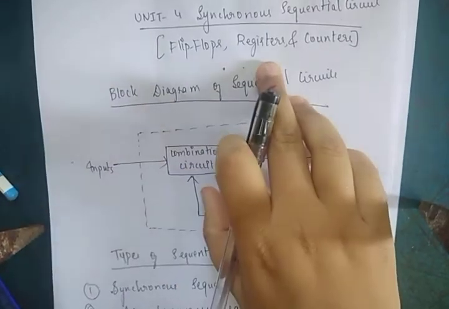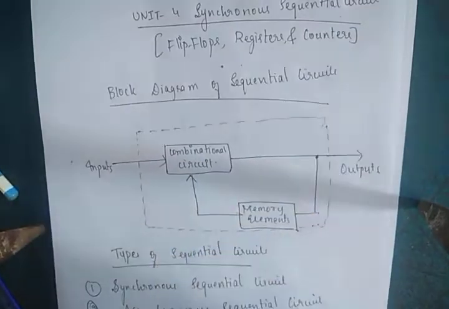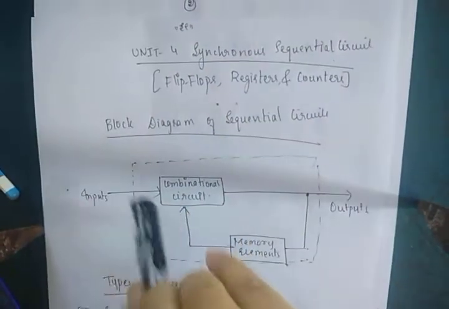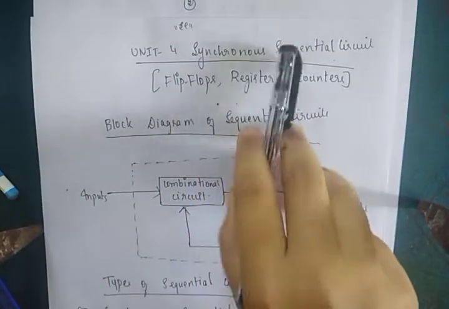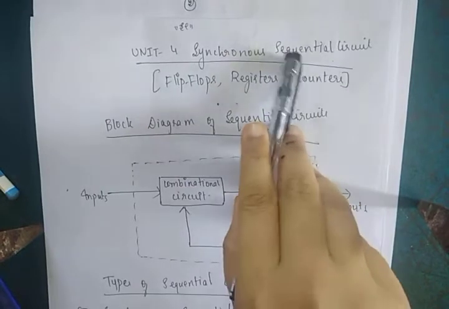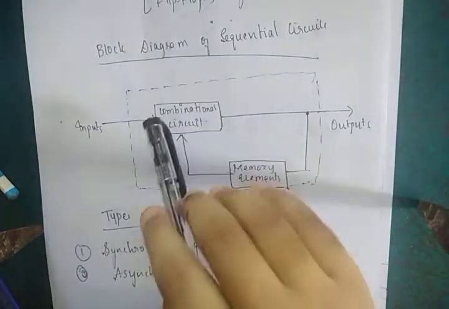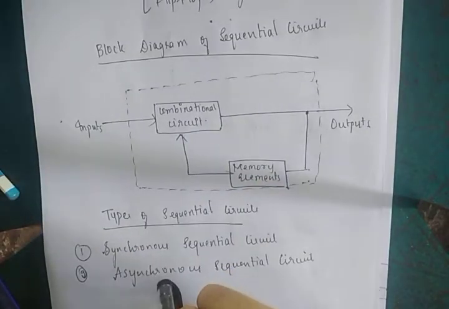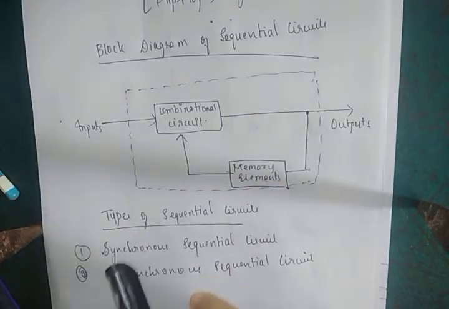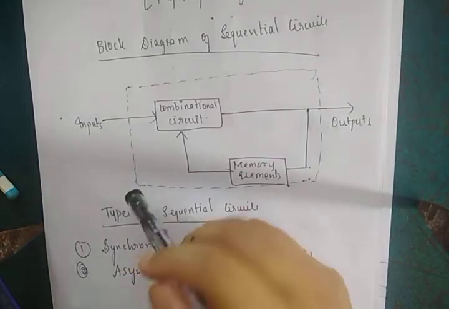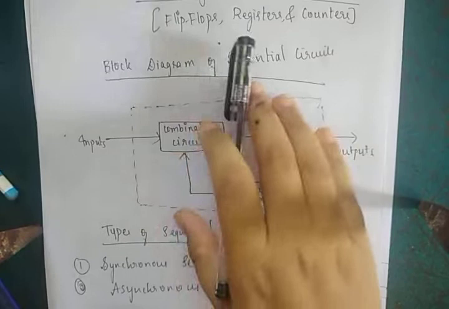Before going to flip-flops, there are some things which we need to study. First here, as you can see the heading, we have synchronous sequential circuit. What is the meaning of synchronous sequential circuit? Sequential circuit has basically two types: one is synchronous, second is asynchronous. I'm going a little bit slow, understand properly. Before going to synchronous or asynchronous, let us study what actually a sequential circuit is.